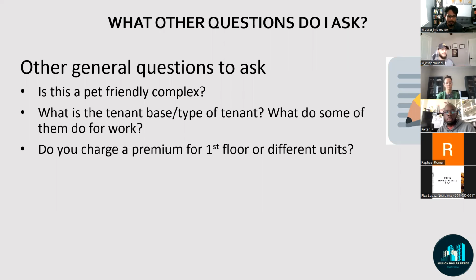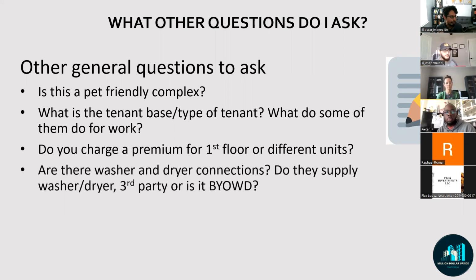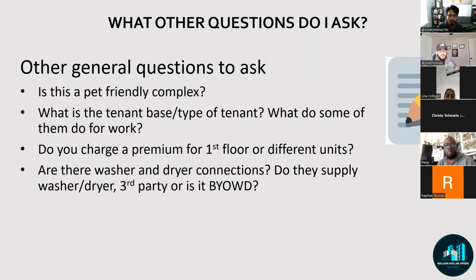Another one you want to know, if you don't have clear financials, is are there washer and dryer connections for the units? Who supplies the washer and dryer? Is it a third party, or do they have to bring their own? Those are important questions, especially if there's other income but they don't list it or break it out. Then you want to know where that other income is coming from. Washers and dryers could be an opportunity to add other income in the future. I would not depend on that. I'm just saying these are things you can think about adding as another form of other income to your future underwriting.